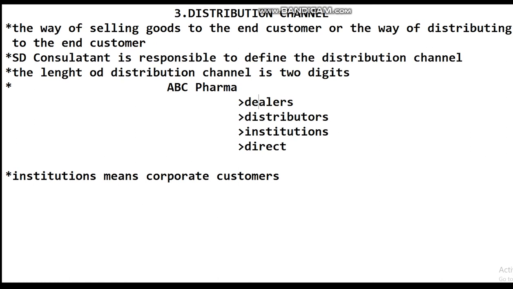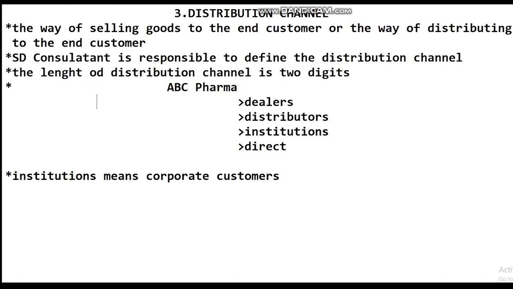So the SD consultant is responsible for defining the distribution channel. In company code, the FI consultant is responsible for defining it, and in sales organization, the SD consultant. In distribution channel also, the SD consultant. SD means sales and distribution consultants only define the distribution channel in SAP. The length of the distribution channel is 2 digits. Previous ones are 4 digits, but this one is 2 digits. You already know the length is 2 digits.